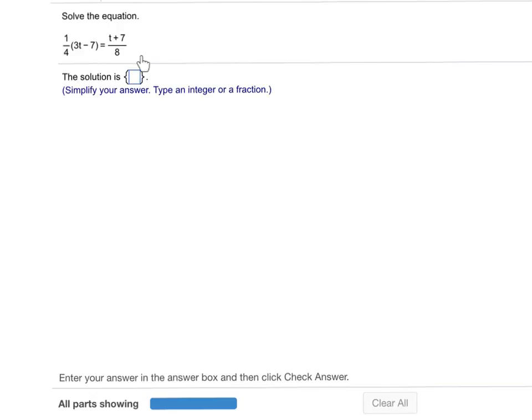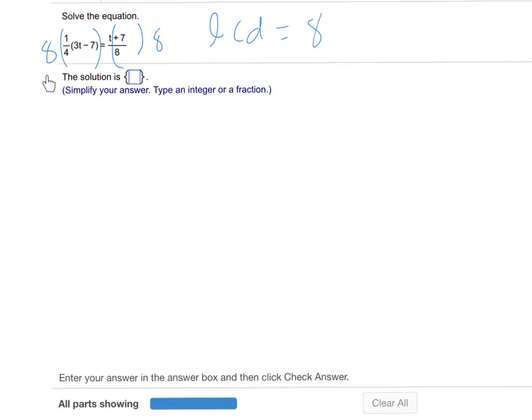You want to solve this equation, putting an integer fraction. First thing you've got to determine is the LCD. You've got a 4 and an 8. The LCD, I guess, is 8, since they'll both go into 8. So you want to multiply both sides by 8. Multiply the left side by 8 and the right side by 8.